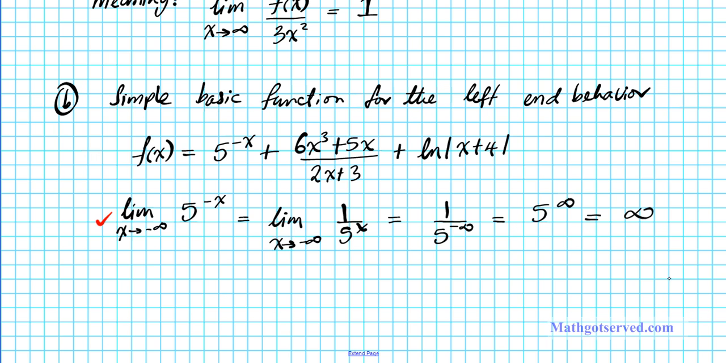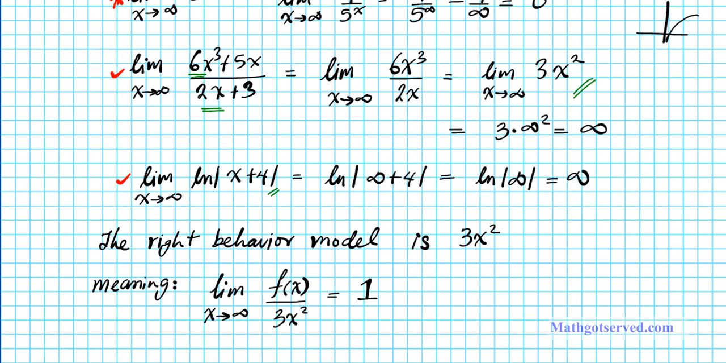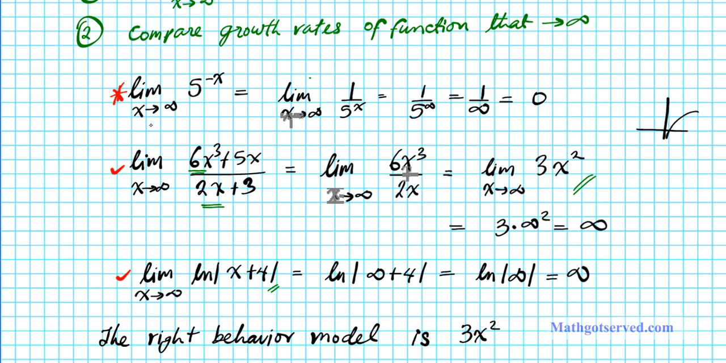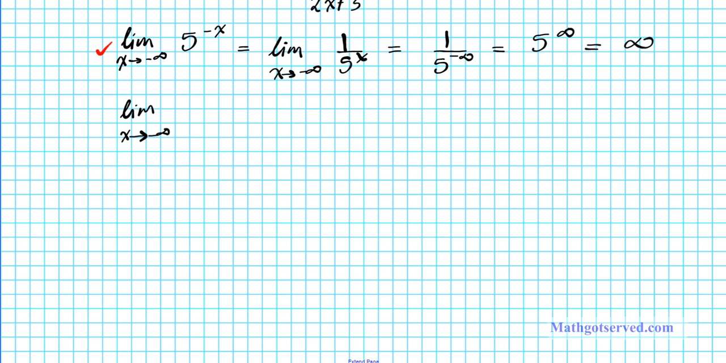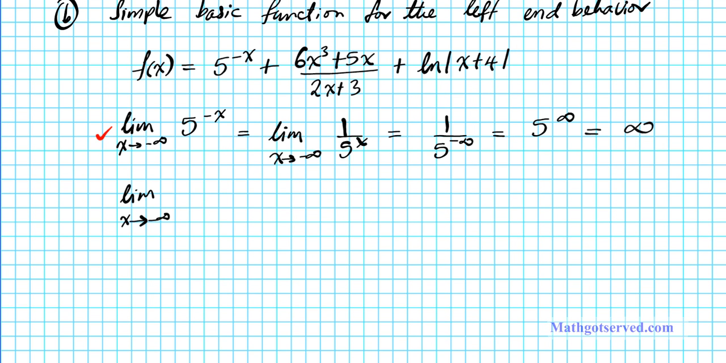You notice for the right end behavior, that wasn't a candidate. It went to 0. But going to negative infinity, this actually is in the game. Okay? Now let's take a look at the next function. Limit as x approaches negative infinity of this function right here, (6x^3 + 5x)/(2x + 3).